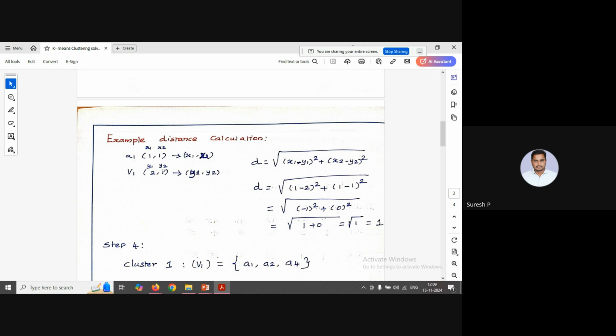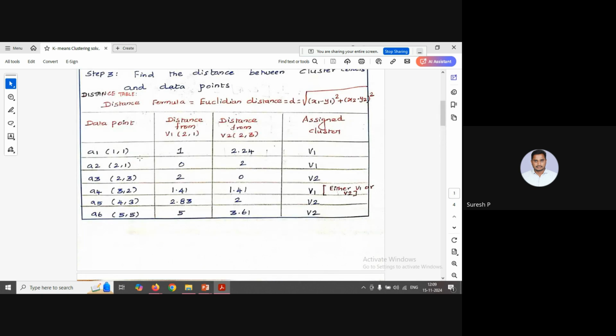1. Y1 is 2, y2 is 1. So now the formula will be x1 minus y1 whole square, that is 1 minus 2 whole square plus 1 minus 1 whole square. So we have to calculate the root of 1. The value will be 1. Like that, for everything we have to calculate. That is between 1, 1 and 2, 1; between 2, 1 and 2, 1, the value will be 0; then 2, 3 and 2, 1; 3, 2 and 2, 1; 4, 3 and 2, 1; 5, 5 and 2, 1. The distance has to be calculated.